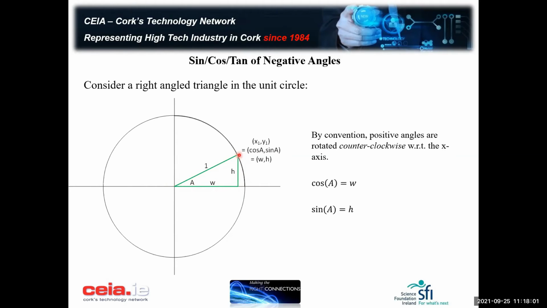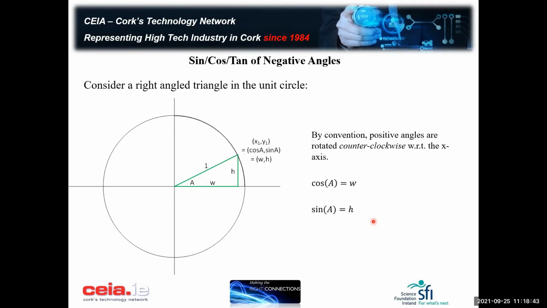In that case, you can look at the intersect point up here and its coordinates, which we call x and y. Its coordinates are the cosine and the sine of the angle. You can see that from the fact that the adjacent to angle A is the distance horizontally, which is the x coordinate, and the vertical distance from the x-axis is opposite to the angle, and that's the y coordinate. Okay, so for a positive angle, it's simple. The cosine is equal to w, which is the x coordinate. The sine is equal to h, the height, which is the y coordinate.